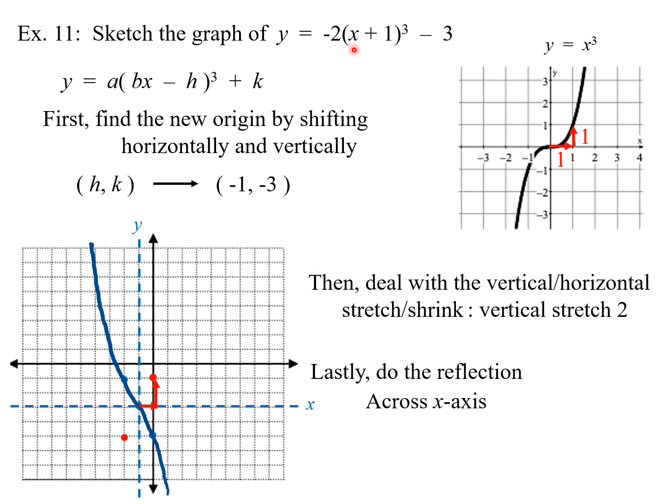All right. Negative 2 is x, right? Negative 2 plus 1, that's negative 1. Negative 1 cubed is negative 1. Times negative 2 is positive 2. And then 2 minus 3 is negative 1. So this point does indeed satisfy that equation.